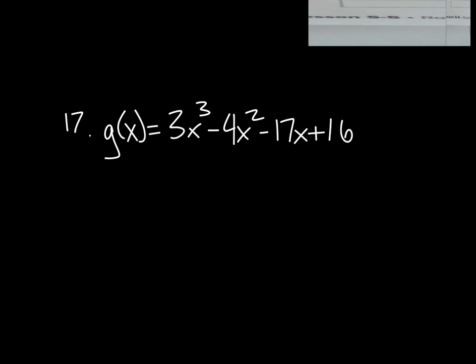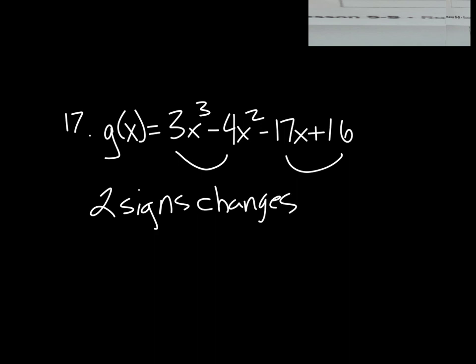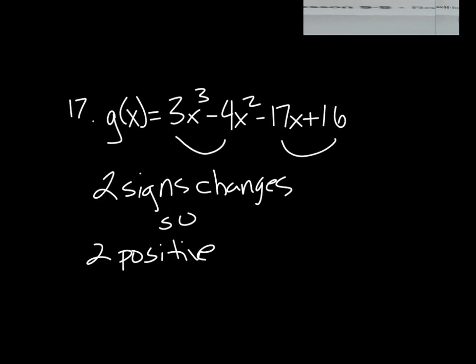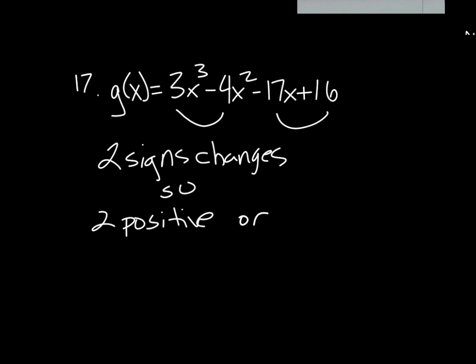So we're looking at sign changes. So how many sign changes are there? So there's 1, 2. So 2 sign changes. So what's that mean for our positive zeros? So 2 positive zeros, or, so you always get that number and then subtract by 2. All right, so then there's 2 positives or there are no positives. Is that okay?